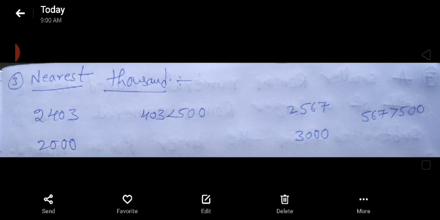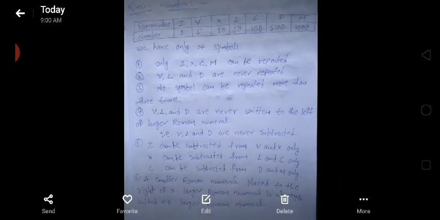Next 2567. 567 is more than 500, that's why those three digits will be 000. The remaining digit, the thousands place digit, is 2. So 2 will be increased by 1, that's why 2 plus 1 is 3. It will become 3000.